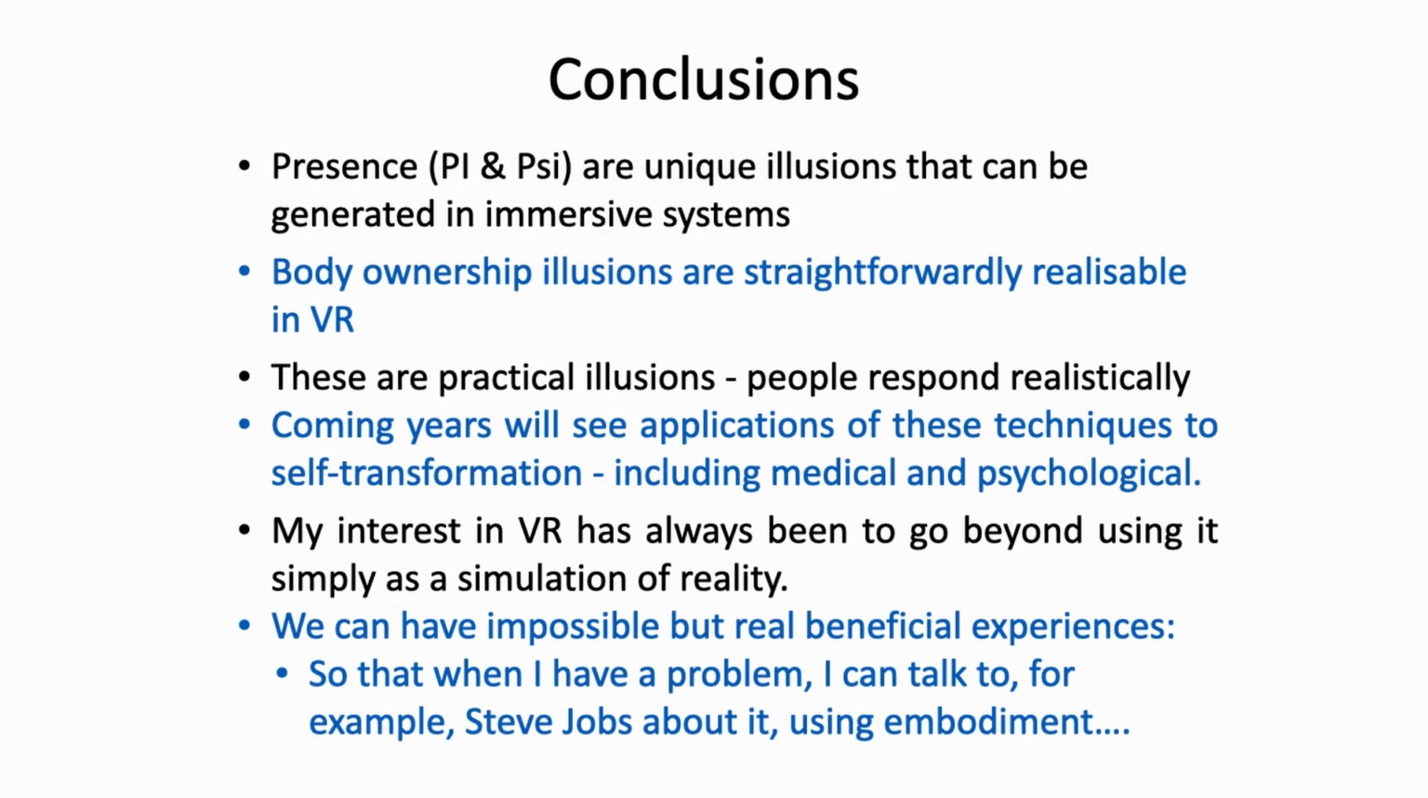So my conclusions. Presence, place illusion, and plausibility are unique illusions that can be generated in immersive systems. Body ownership illusions are straightforwardly realizable in virtual reality, and these are very practical illusions. People respond realistically, and they're really important for applications. I think that in the coming years, we'll see applications of these techniques to self-transformation, including medical and psychological.